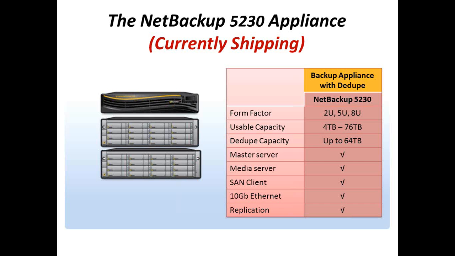Usable capacity is anywhere from 4 terabytes in the base unit to 76 terabytes in a fully configured 5230. Dedupe capacity is up to 64 terabytes. And the 5230 appliance can be used as a master server or a media server through an external master. It can be used for SAN clients with fiber channel. Supports 10 gig Ethernet and replication.